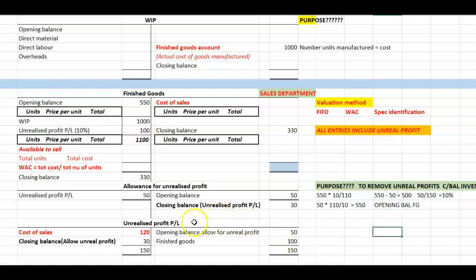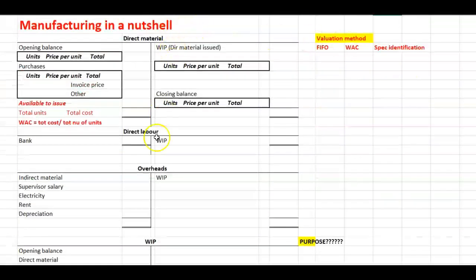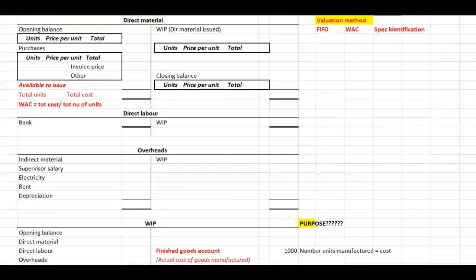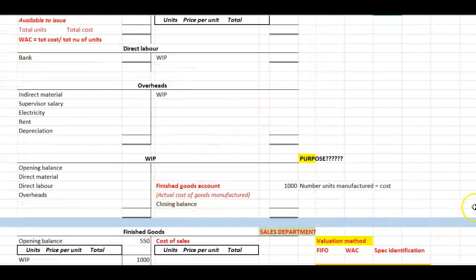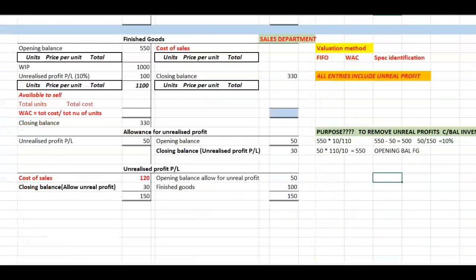Good. So I can let you do a few calculations. I can give you something, I can leave out something, and then if you understand what you're doing, you can start filling in the gaps. Guys, I want you to have a look. So usually you don't have a lot of problems in doing this first part, up to work in process. It is usually fairly straightforward and you really don't have a problem with that. But where most of the students are falling from the bus is when we start working with finished goods, allowance for unrealized profit, and unrealized profit P&L account.